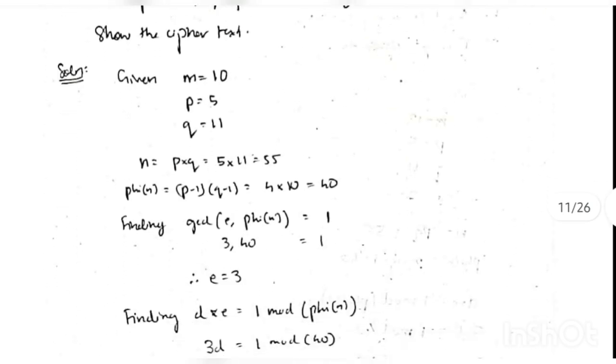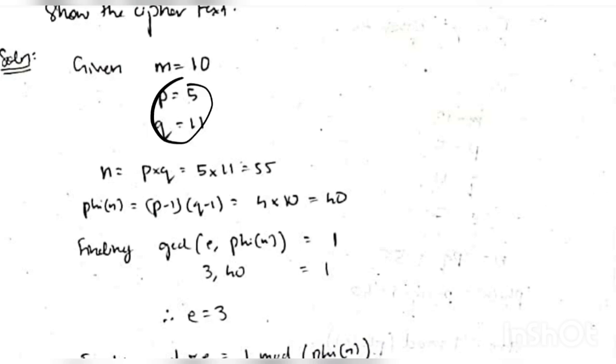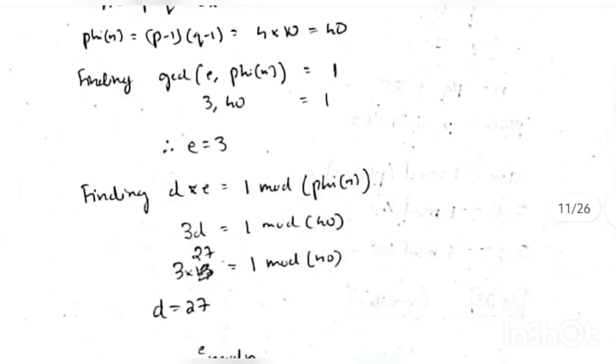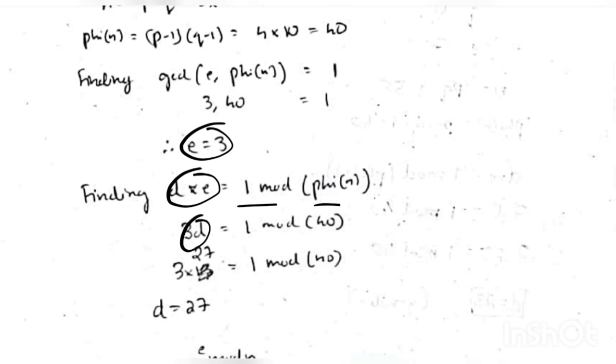So let's do it. M is equal to 10, and we have the P and Q values. First step, find N, then find phi of N. After that, find the GCD, though actually we need not find it because it's already given. We just have to find D into E is equal to 1 mod phi of N. Here we have 3D is equal to 40, meaning multiply 3 with D and divide by 40 to get 1. So here you will get the value of D as 27.